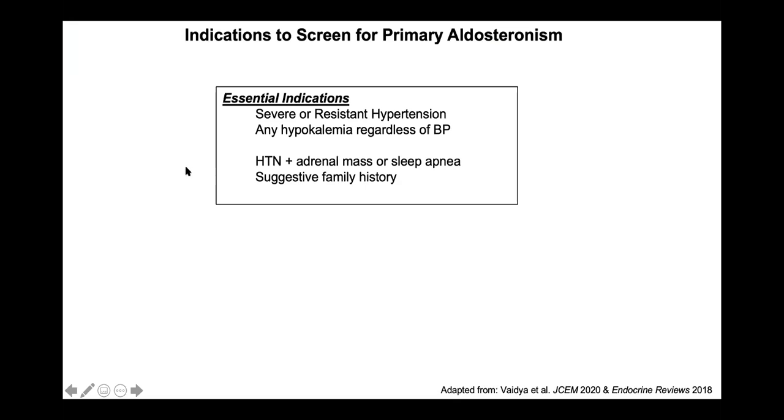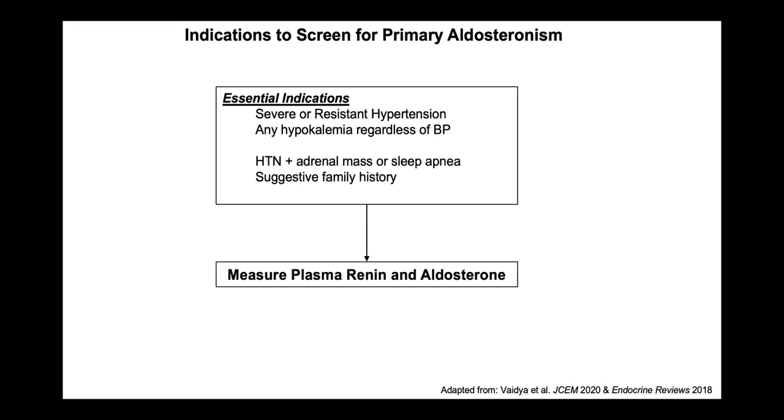So let me put this all together for you in a final algorithm. What are the indications to screen for primary aldosteronism? The at minimum essential indications are severe or resistant hypertension and any hypokalemia, regardless of blood pressure, regardless of why the hypokalemia occurs, diuretic or non-diuretic induced. Further, anybody who has hypertension and an adrenal mass, or hypertension and sleep apnea, or a suggestive family history for inheritable forms of primary aldosteronism should be screened.